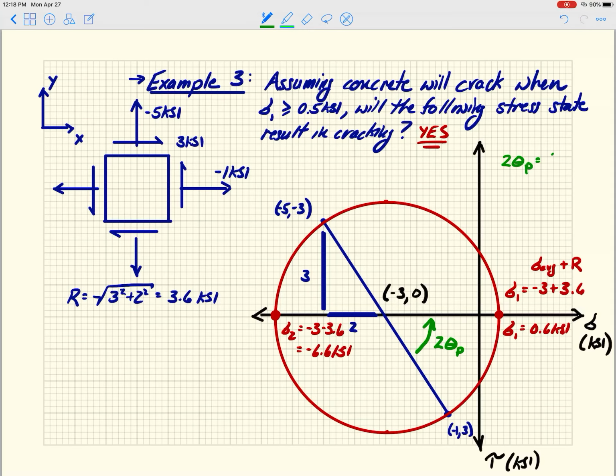So let me try this. 2 theta p equals the inverse tangent. In this case, it will be 3 divided by 2, because it's opposite over adjacent. The opposite, this line here, is 3, and the adjacent is 2, just like that. You can actually see it on the other side. This is also theta p. So you plug in, and you actually get that theta p equals 28.2 degrees, and it's in the counterclockwise direction. And you can see that just from the diagram.